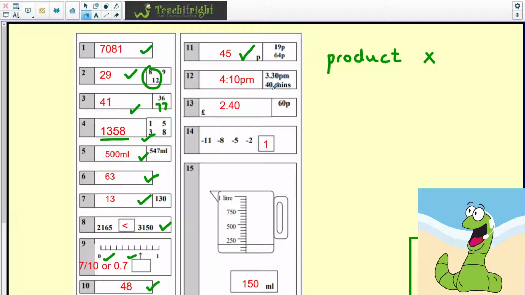3:30, add 40 minutes, and the question was Sarah left school at 3:30, got home 40 minutes later. What time did she get home? Some of you, when you added that on, might have added on 30 minutes to take you to 4 o'clock and then added on another 10 minutes. But 4:10 is what you needed to have written as the answer.